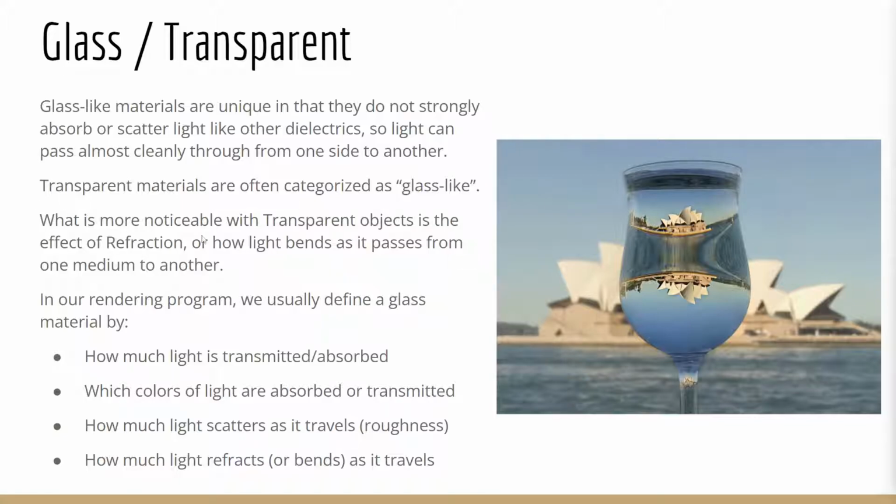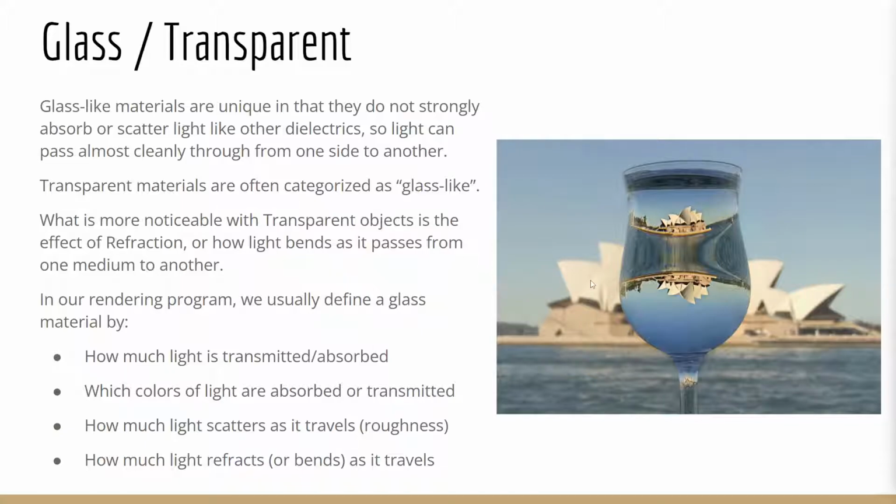So what is more noticeable with transparent objects is the effect of refraction of light, or the bending of light as it passes from one medium to another. So as it goes from air into the glass or into the water. So in our rendering program, we usually define a glass material by a couple parameters. One is how much light is transmitted through versus how much is absorbed. Which colors of light are absorbed or transmitted. So whether it's favoring a blue or a green.